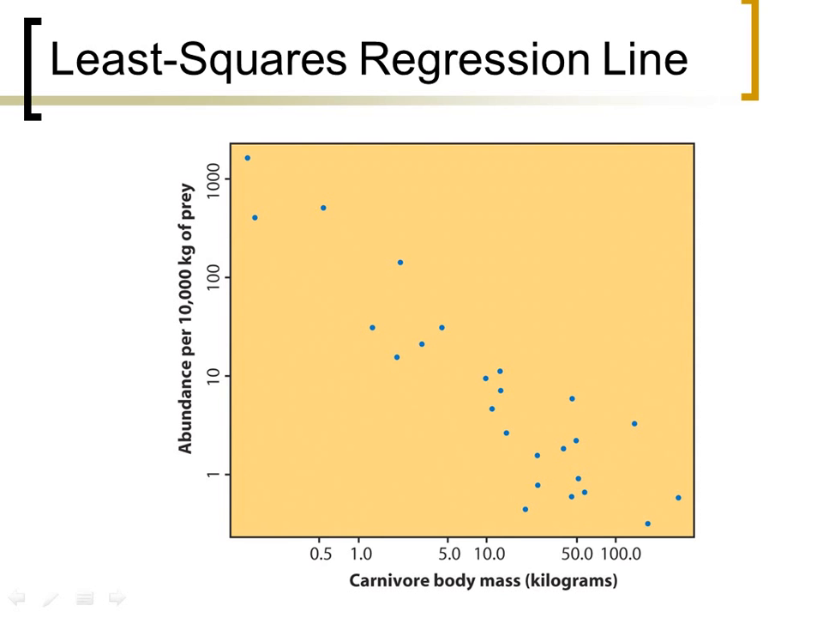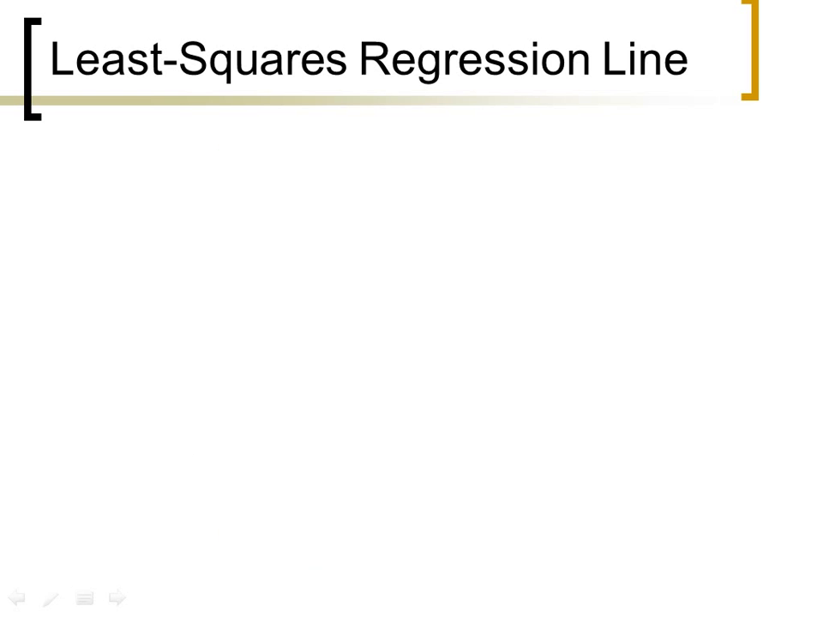So here's a least squares regression line between the log transformed abundance of carnivores for every 10,000 kilograms of prey animals like bunnies and the carnivore's mass. In general, the bigger the carnivore is, going up from like shrews up to tigers, the bigger they are, the fewer of them there are per bunny, which makes sense because otherwise the bunnies would all get eaten up.